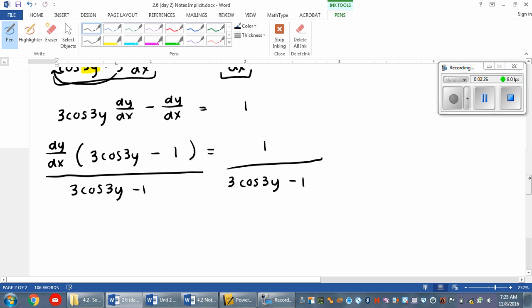Okay, now let's check to see if we can simplify. Again, we will never try to simplify this cosine of 3y; they come together. But if you notice, I have a 1, a 3, and a negative 1, so everything is already simplified. So my derivative is equal to 1 over 3 cosine of 3y minus 1.